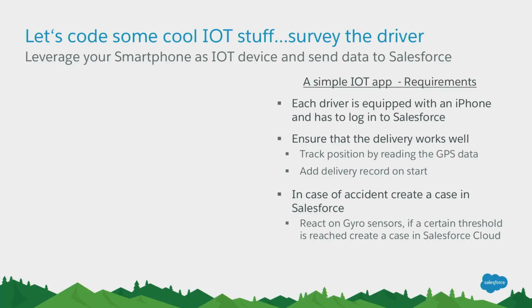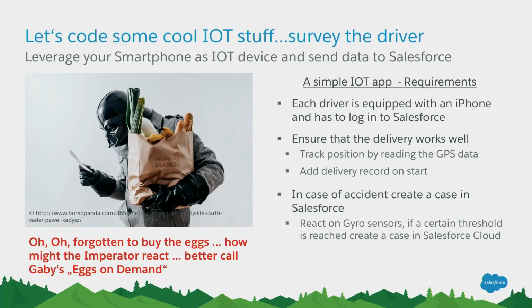Okay, so the company said, oh, we have a very demanding customer, that's not good. We have some requirements. We want to survey our drivers. We want to know if something happens. If they cause an accident, we want to know it as soon as possible, because this guy will make something with us which is not so easy. So we want to equip each driver with a smartphone. He has to log into Salesforce. And we want to ensure that the delivery works, so we want to track the position if something happened. So we want to read out the GPS sensor. And we also want to create records in Salesforce. And in case of an accident, we want to simply create a case. So I created this one. We want to react on the gyro sensors or on the accelerometers. That's very easy to do. And if we have a certain threshold, we simply trigger an event and create a case in Salesforce. So this is a very straightforward thing here.